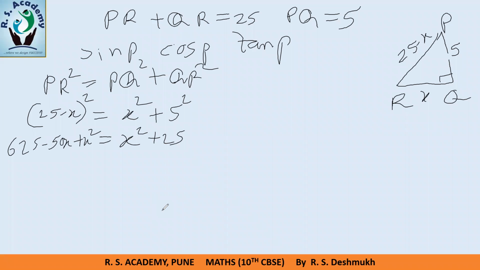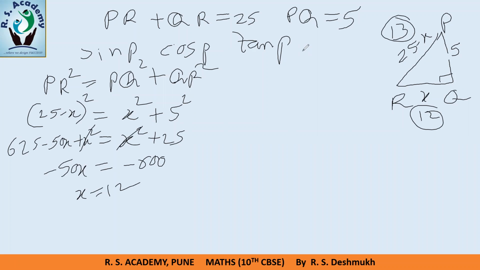So here the next thing is that if we check it perfectly, the x square will get cancelled and 25 comes on this side, or 600 you can transfer to the opposite side, which will become minus 600, and this is minus 50x. So x is equal to minus 600 upon minus 50, that is nothing but 12. So if this is 12, that means this side will become 12. If this is 12, what will happen, dear friends? This will become 13, because that is 25 minus x. So now I have all the sides. Now I can find the answers easily.